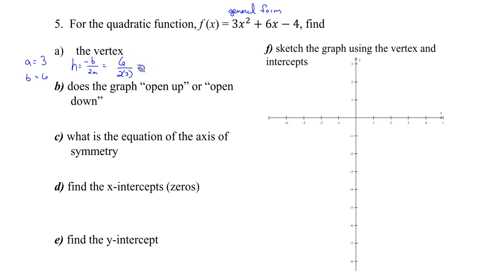And so now we're going to clean this up. 6 divided by 6 is 1. So my vertex is going to be the ordered pair (1, something). Well, just like I told you, it is a point on the graph of this function. So to find the y part, we're going to have to plug in the x value of 1 into the function. So I have 3 times 1 squared, plus 6 times 1, minus 4. And so I'm going to have 9 minus 4, and so I'm going to get a y value of 5. So my vertex of (1, 5) is going to be the point that I'm going to graph.